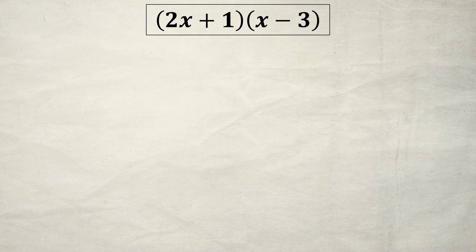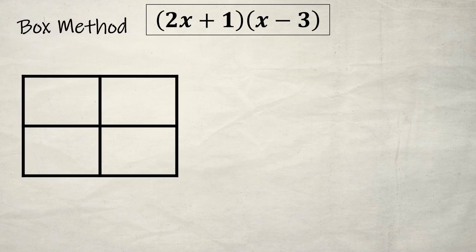If we do this using the box method, we're going to set it up similarly. So we have 2x and then plus 1 along the top and x minus 3 along the side. Now, if you had written it so that they were opposite, with x minus 3 along the top like this, and then 2x and plus 1 over here on the side, that will get you the same answer. It doesn't matter whether you put the first binomial on top or the bottom. I tend to put it on the top, but we can do it this way too.